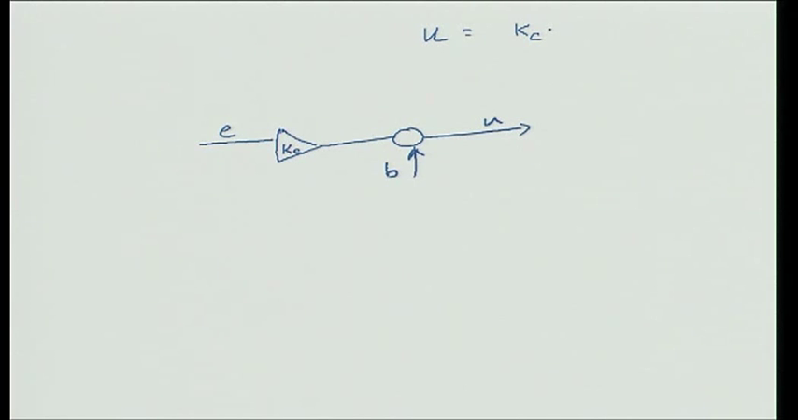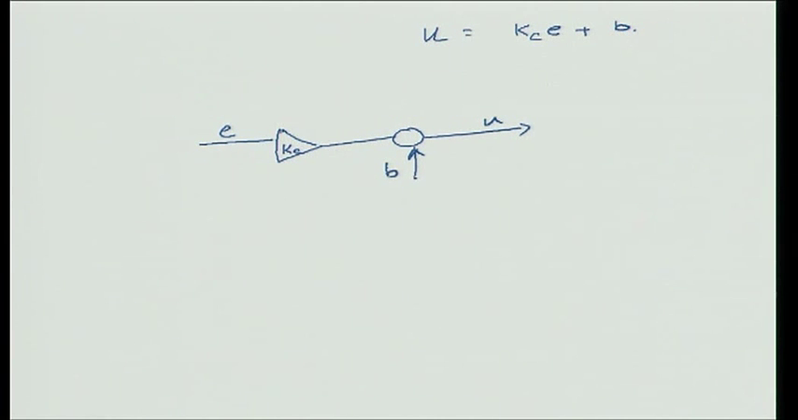Okay. If you look at a PI controller, you have the error signal that comes, you multiply it by Kc, and then there is a bias term that you add, let us just call it B. So U is equal to Kc times E plus a bias term. Okay.